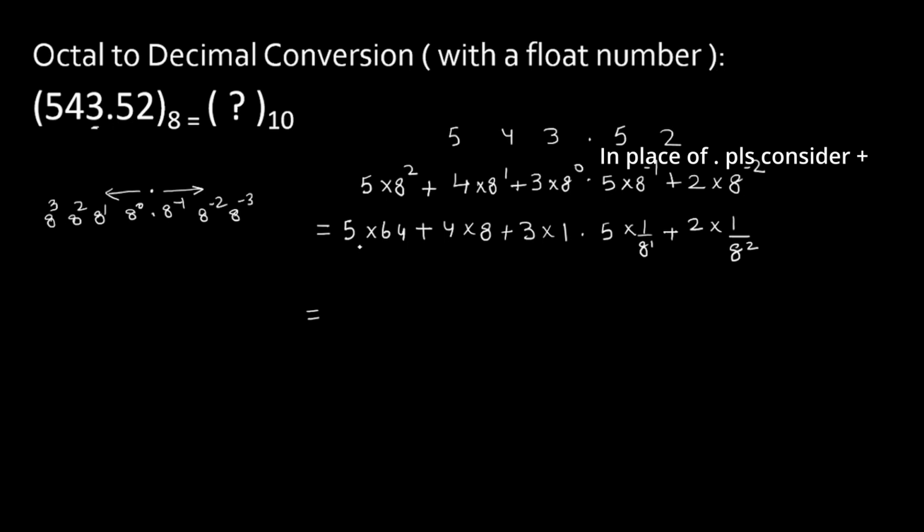the multiplication part. So 5 4s are 20, carry 0, 5 6s are 30, and 30 plus 2 is 32, plus 8 4 8s are 32, plus 3, plus 5 divided by 8 plus 2 divided by 64 will be 355 point.